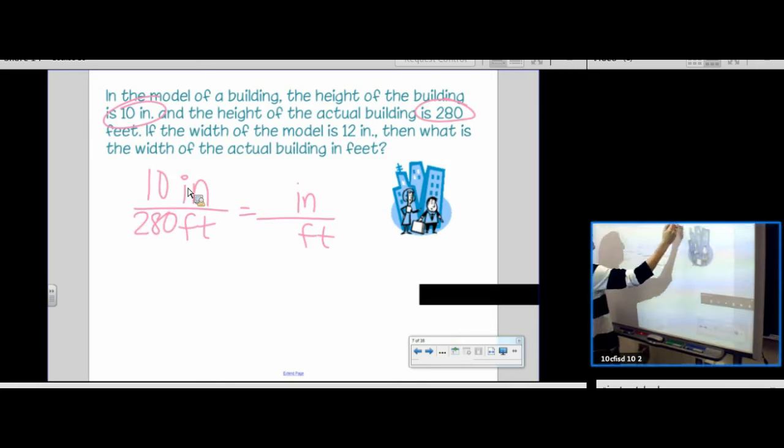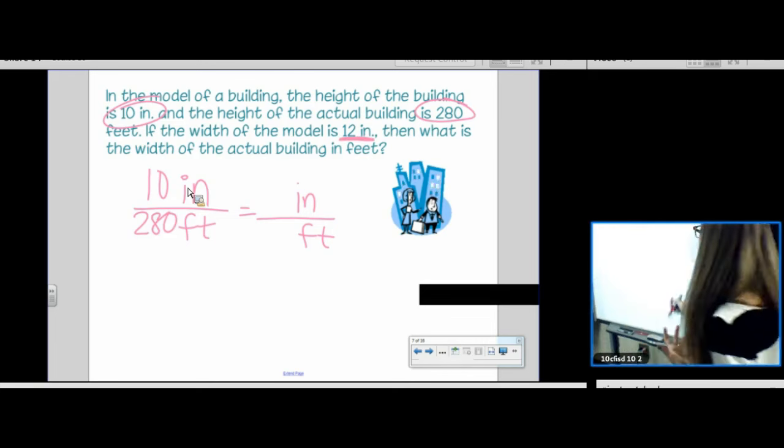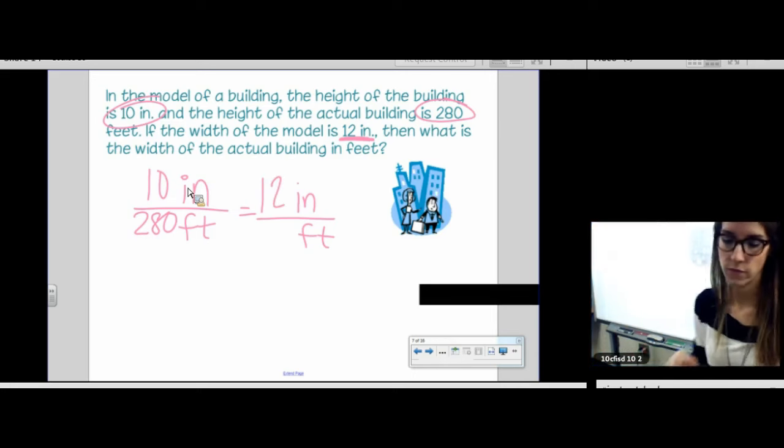And then where do I put this one? Well, I don't even have to guess. Do I put it in the numerator or the denominator? I don't even have to guess. I put it wherever the inches is.